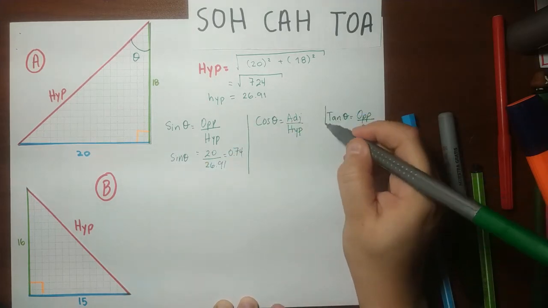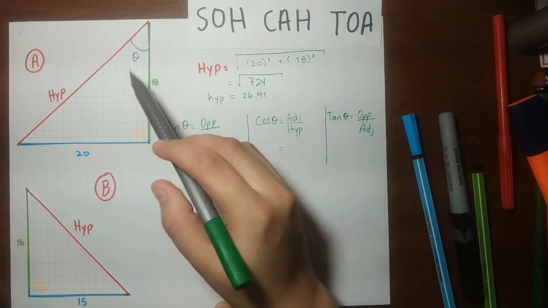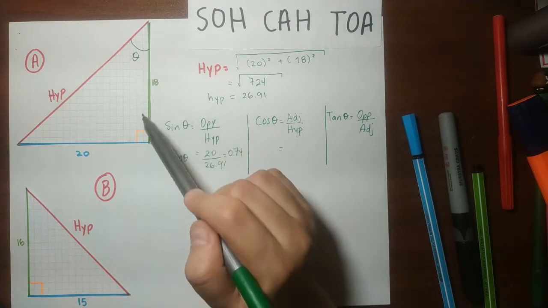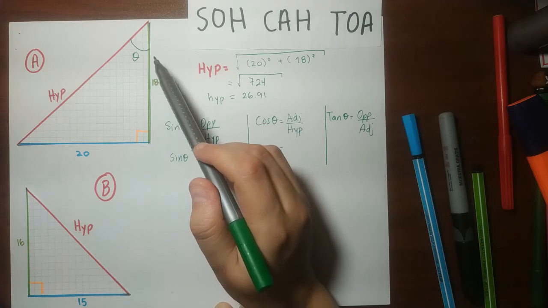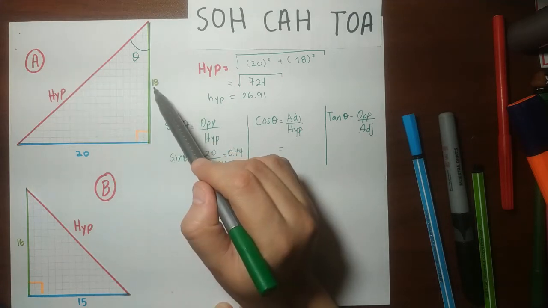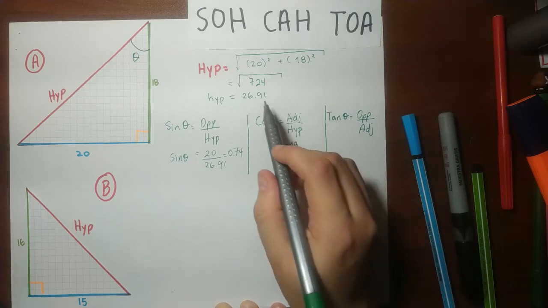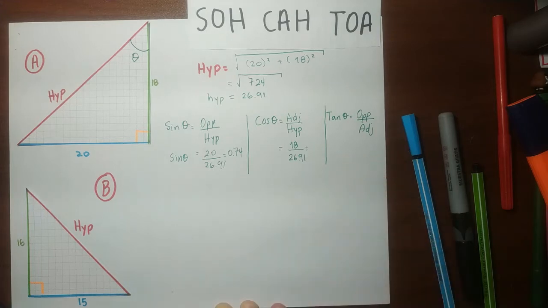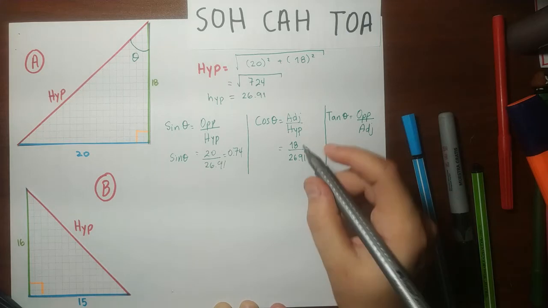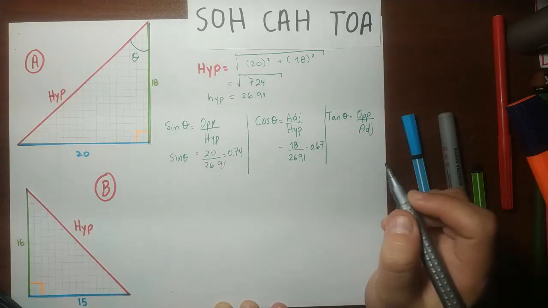Now I will do cosine, that is adjacent. Adjacent to the angle is the side, the leg that is touching the angle, that is not the hypotenuse. So it is 18. And the hypotenuse, we just got it, that is 26.91. Do the math. And I got 0.67 rounded.